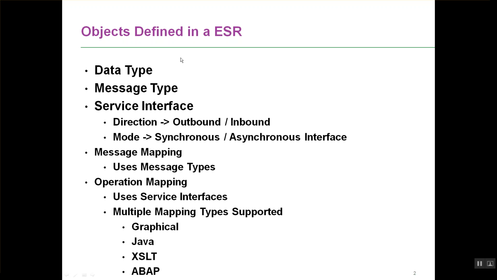So you would define a data type, you would define message types, you would define service interfaces, and then you would be defining what we call a message mapping. The message mapping is used because PI's role as an EAI platform, or enterprise application integration platform, is not just to transfer data from one system to the other. It is also because each system would expect the data in a different format, which means PI needs to perform some mapping or translation of the data from one format to the other. That kind of mapping or translation is done using what we call a message mapping.